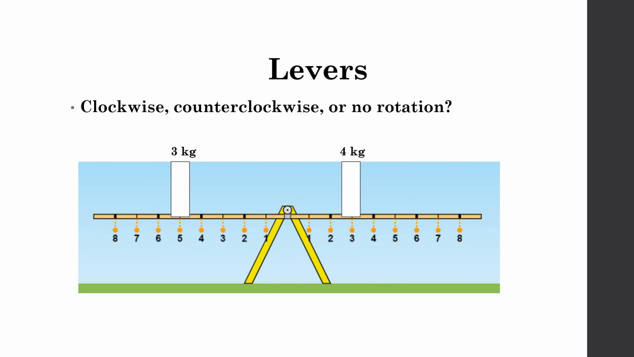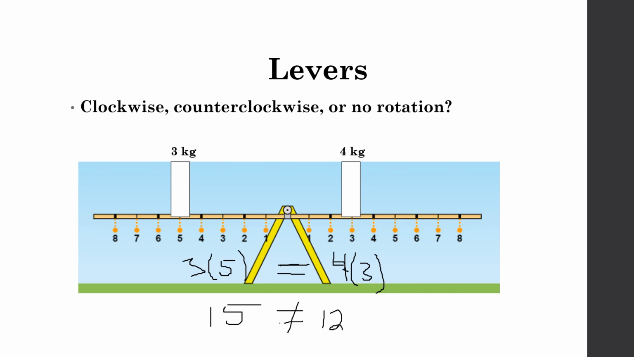But what about this? Aha. So, I don't know. Let's find out. If it was to balance, they would be equal. 3 times 5. Does that equal 4 times 3? Well, okay. I think this is obvious. 15 does not equal 12. That means it is not balanced. So we know it's not this one. Now the question is, is it clockwise or counterclockwise rotation?